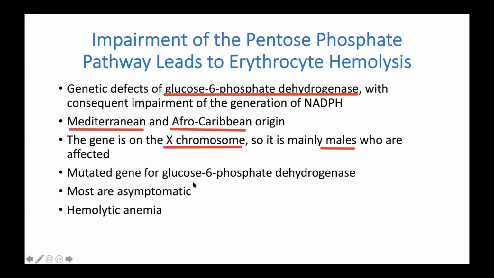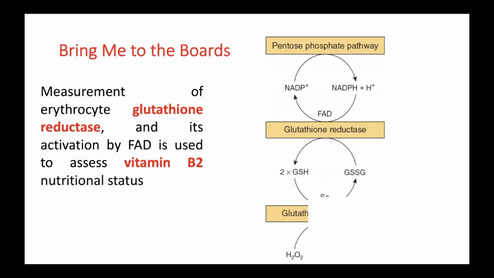If there's a mutated gene for glucose 6 phosphate dehydrogenase, the majority of patients are asymptomatic. However, the most common manifestation, if there is one, is hemolytic anemia. I hope everyone remembers this is part of our newborn screening. Okay, this is part of our newborn screening, G6PD deficiency.